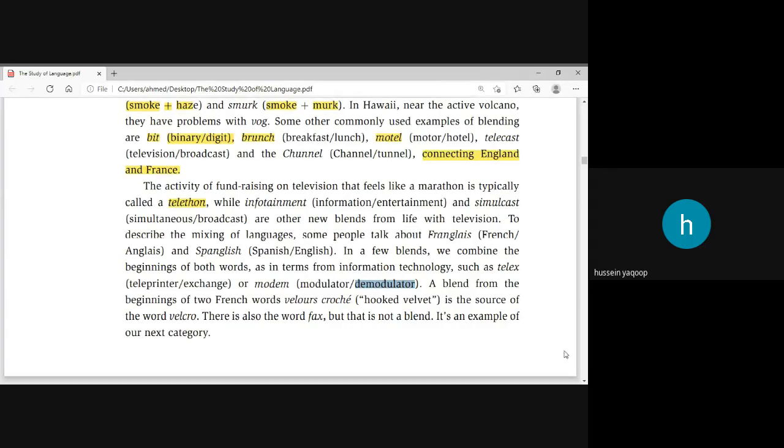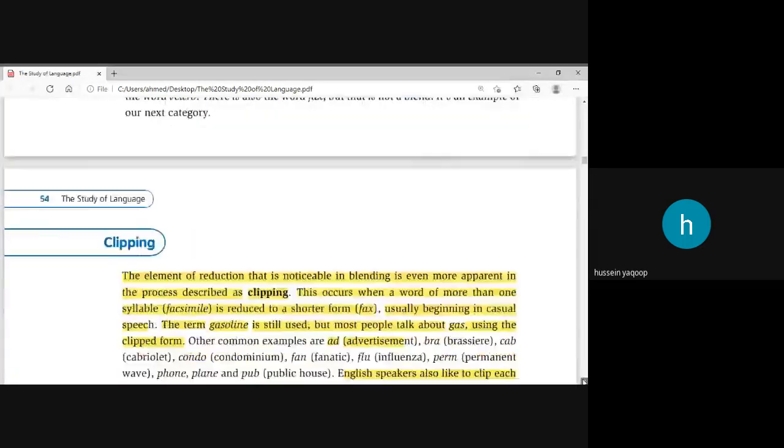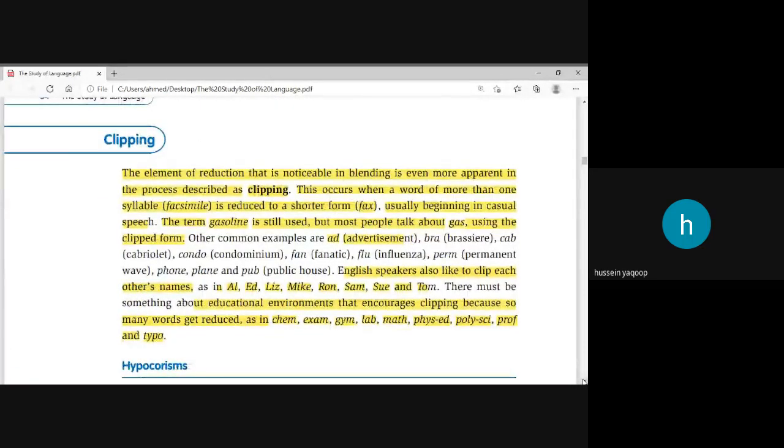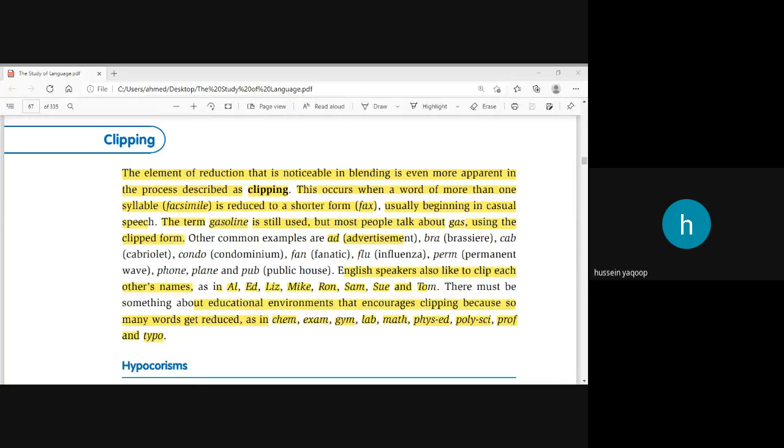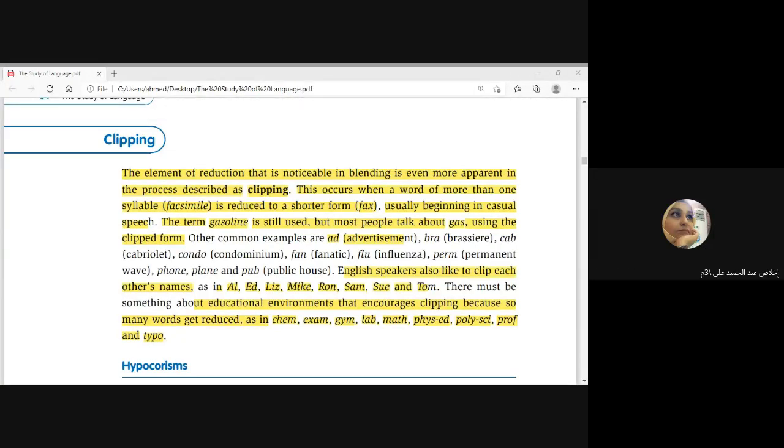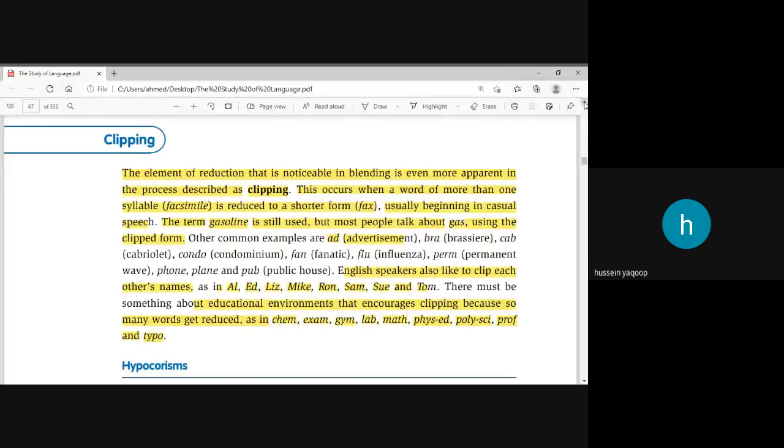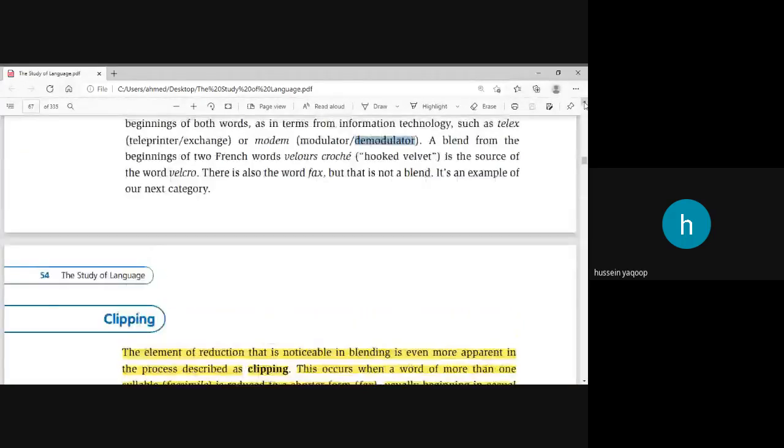Okay, any questions up to now, guys? Any questions? Yes, please, any addition or question? Go ahead if you have. Yeah. Is blending a random process, or do we have some rule for blending? We don't have any rule, Akhlas. There is no rule. The only rule is mass use of the word.